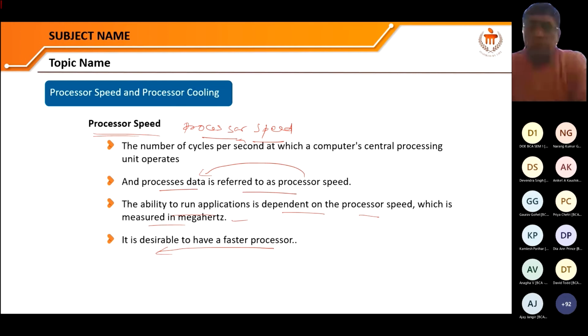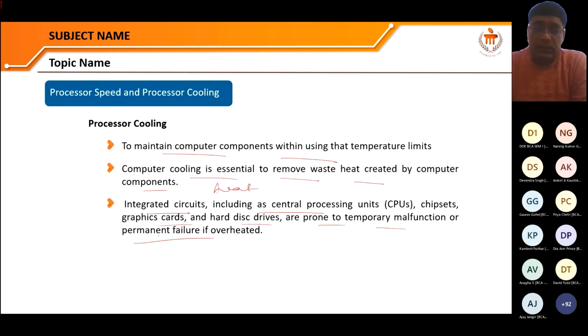When the CPU is working, there will be heat generation. If the heat is generated, it can damage the IC, the CPU, chipset, graphics card, and anything else. So we have to reduce this heat. Here we need cooling systems, and there is a fan in our system. It can remove the waste heat and transfer it from inside the system to the outside of the system.